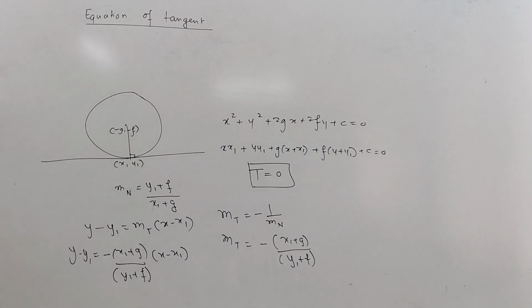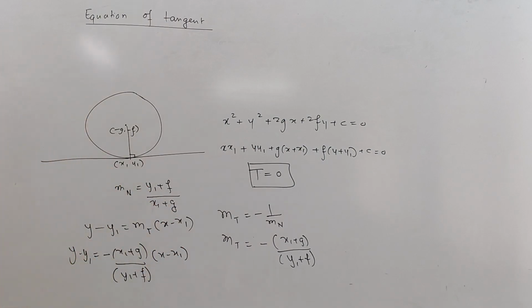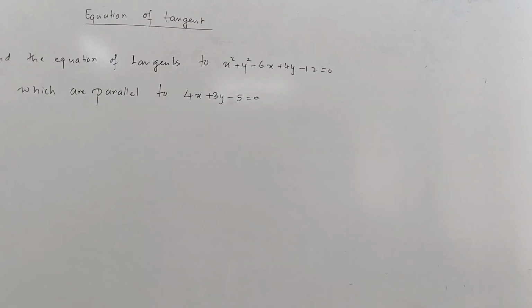So let's solve a few good questions based on this so that you get a very clear idea of how to apply this concept. So this is one question now in front of us. Find the equation of tangents to this particular circle which are parallel to the line 4x plus 3y minus 5 equals 0. So what are we going to do now? Very simple.